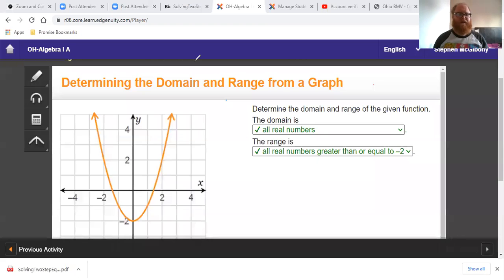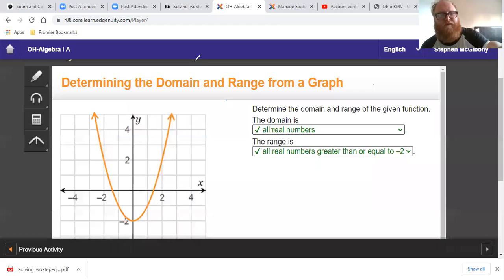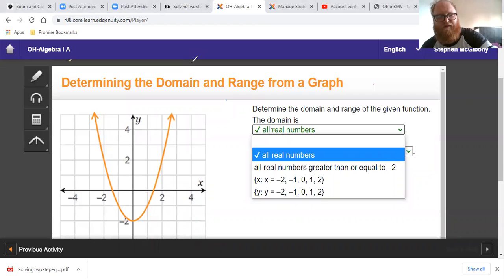Okay, domain and range. Determine the domain and range from the graph. The domain is going to be all real numbers. Here are the choices. All real numbers greater than or equal to -2, a certain set of points for x, or a certain set of points for y. So domain is the set of the x values. It definitely doesn't make sense for it to be the last choice.